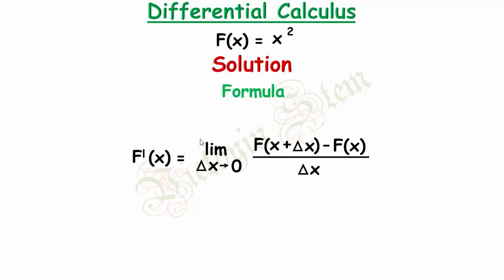F prime of x signifies the first derivative of this question. Delta x signifies a small increment in x, and you can see x is reflecting on both the left and the right hand side of this question. So if we're able to get an expression for f of x plus delta x minus f of x divided by delta x, we'll reduce it to the simplest form, and then we'll find the limit as delta x approaches 0. So the final answer equals the derivative of this function from first principle.